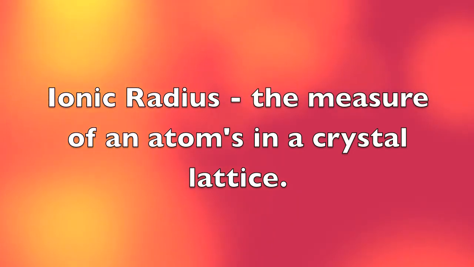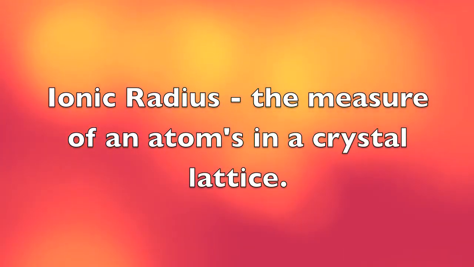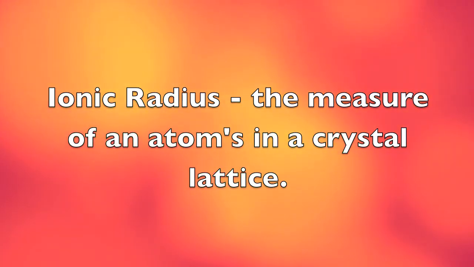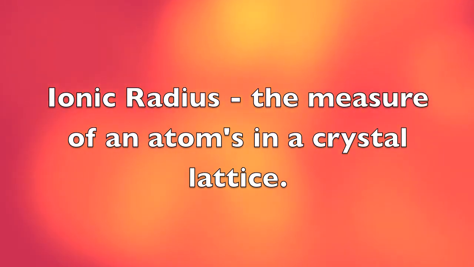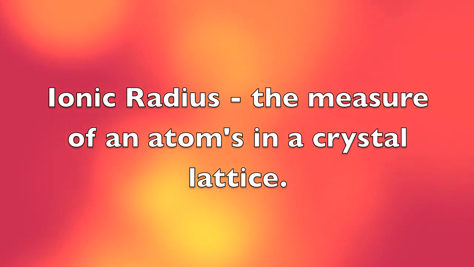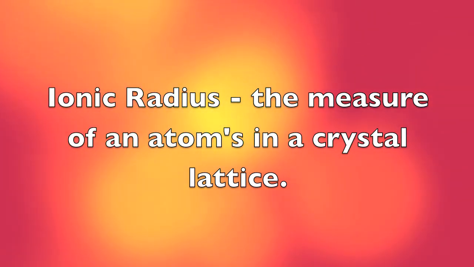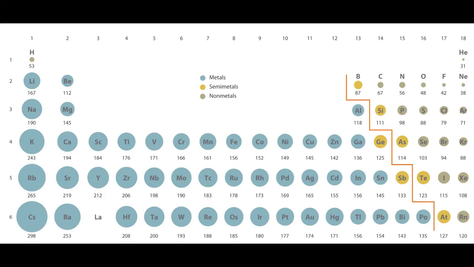Ionic radius. The ionic radius is the measure of an atom's ion in a crystal lattice. The ionic radius changes for negative and positive ions. Negative ions gain more electrons, meaning their attraction with the protons in the nucleus decreases, which causes the ionic radius to increase. However, cations lose electrons, meaning the electrons gain a stronger attraction with the protons in the nucleus, causing the radius to decrease. Ionic radius decreases across a period, but increases down a group.